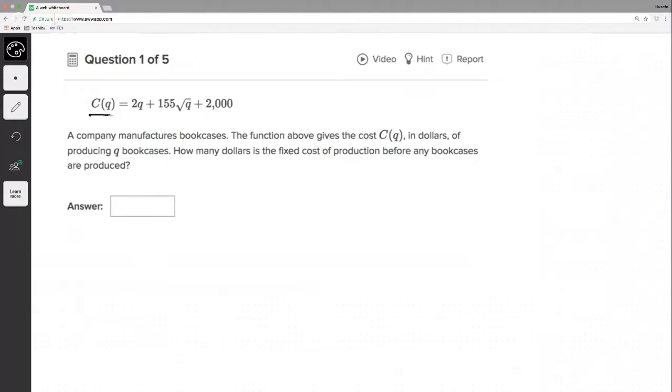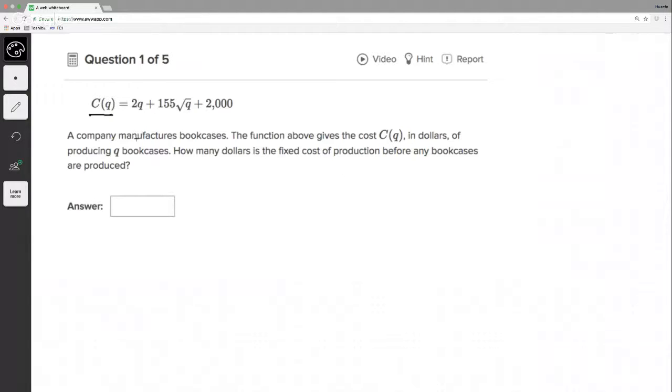So here's this guy. This is actually a quadratic function. I can already tell, even though it's not exactly, it's similar to a quadratic function. How many dollars is the fixed cost of production before any bookcases are produced?